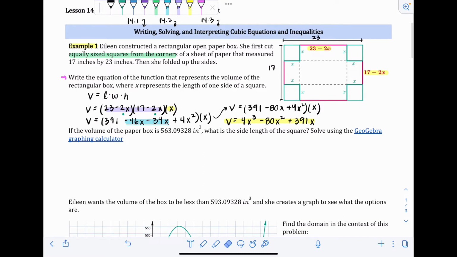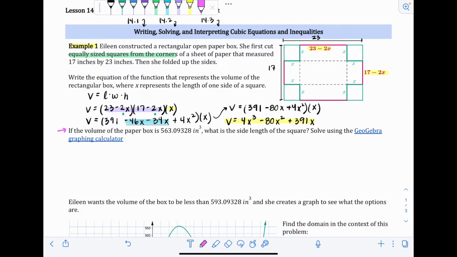And then the next section is solving. So if the volume of the paper box is 563.09328 inches cubed, what is the side length of the square? We're going to solve using a graphing calculator. The side length of the square is just x. So we don't have to do anything special to find it, we just have to solve for x.